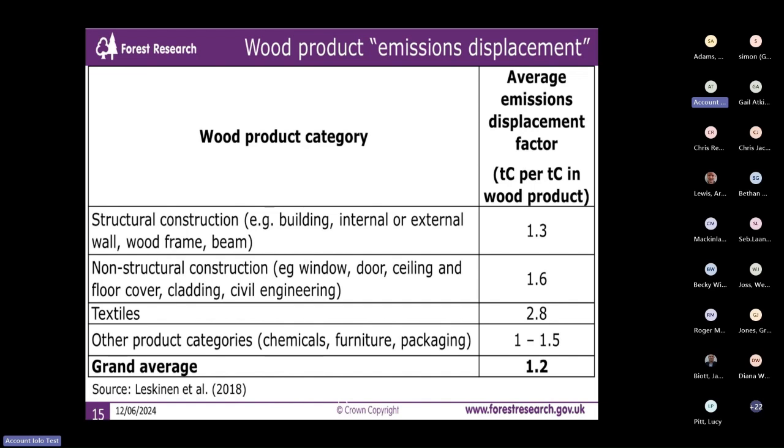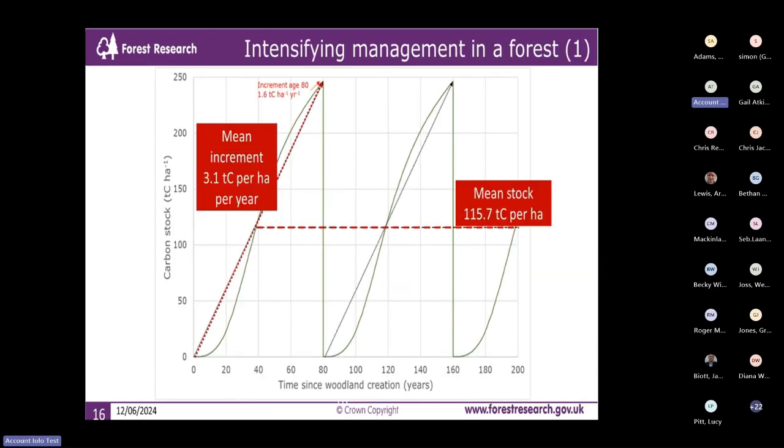Non-structural construction is about 1.6. Textiles, this is interesting, 2.8. You can see, but there's not many studies behind that number. You can see that typically the number is you get slightly more than a ton of emission saved for every ton of carbon in a wood product that you stick in a building or in a piece of furniture or in some other useful item.